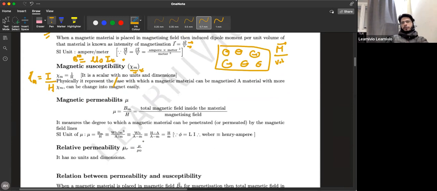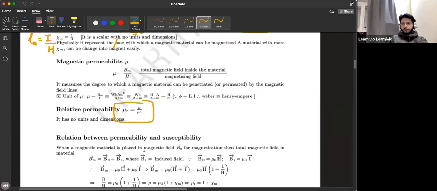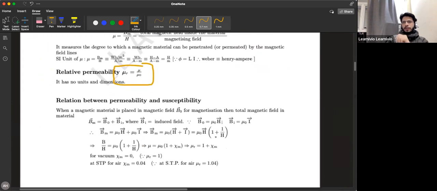Then you have relative permeability, which is the permeability of the medium divided by the permeability of free space. And then there is one relation between them: mu r is 1 plus chi. No need to do these calculations, but you should know this relation. Relative permeability is 1 plus the susceptibility of the magnetic material. So if you have a material having high susceptibility, it will have high relative permeability as well. Note it down.